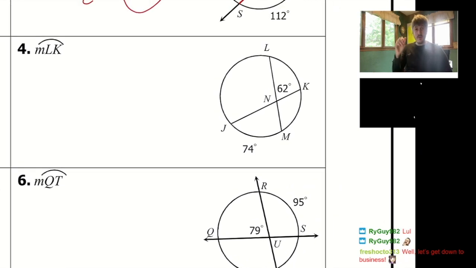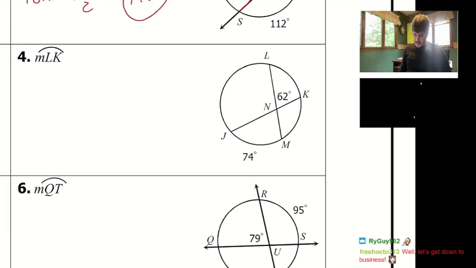All right, now in number 4, they're asking for the measure of arc LK. Which, let's go to the diagram. Where's LK? It's right here. This is the first time we're looking for an arc rather than an angle. So we do have to work a little bit backwards here.